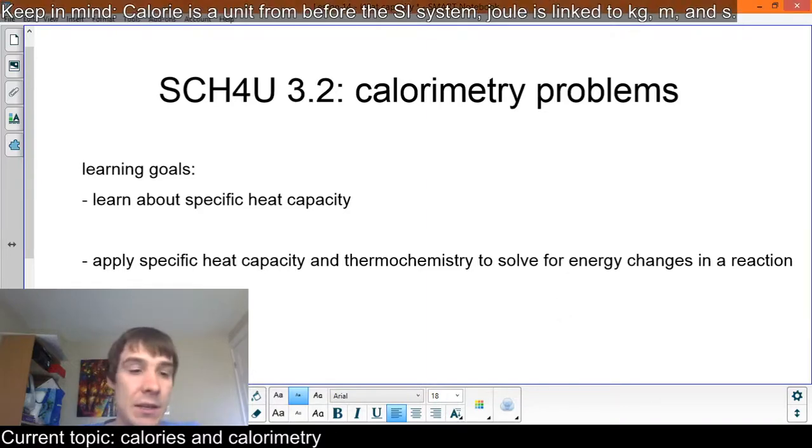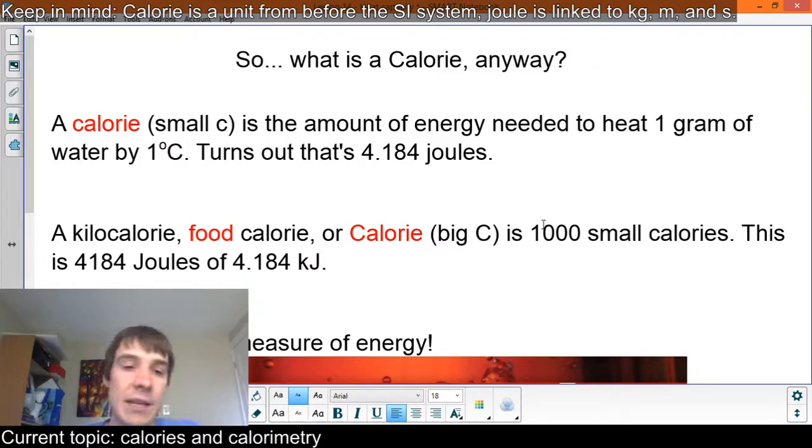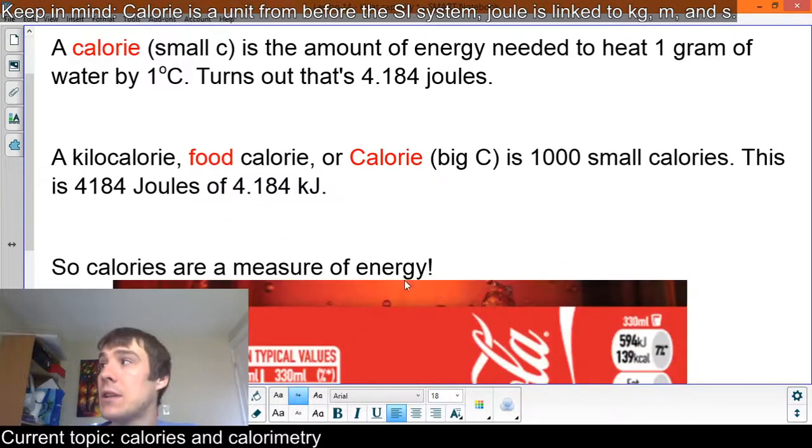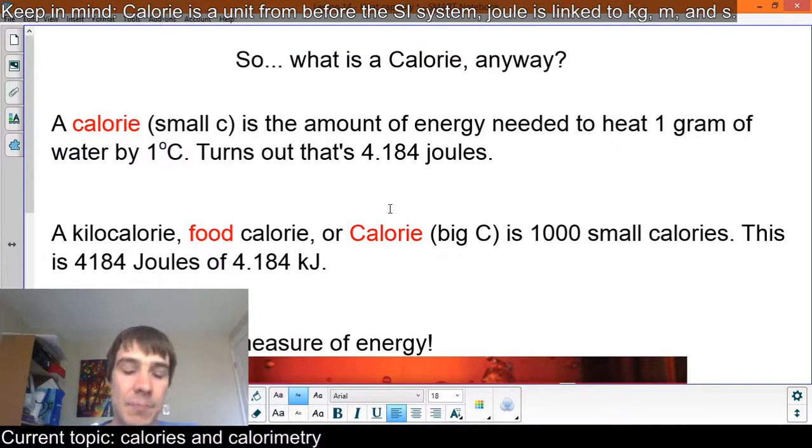Okay, jumping in. What's a calorie anyway? A calorie is actually an old unit. It's an old unit of energy, based on how much energy it takes to heat 1 gram of water by 1 degree Celsius. If we convert it to SI, which is joules, it's 4.184 joules. So 4.184 joules, that's 1 calorie. So it takes 4.184 joules of energy to heat 1 gram of water by 1 degree Celsius.